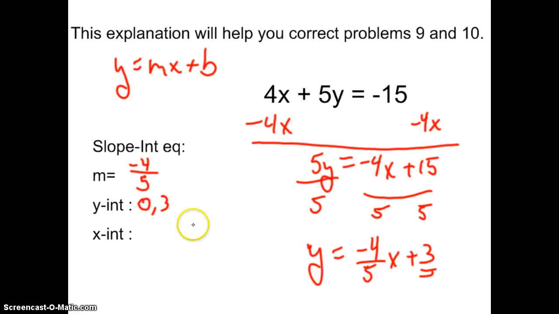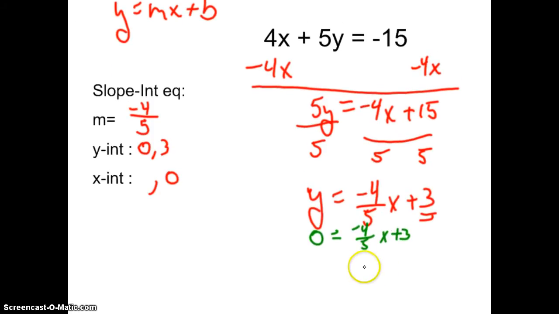The x-intercept, we figure that out by substituting, and we're making a table so that when x is 0, y is 3. Well, what will happen when y is 0? When y is 0, let's just change here. When y is 0, 0 equals negative 4/5 x plus 3. We're going to subtract 3 from both sides, and we have negative 4/5 x by itself.